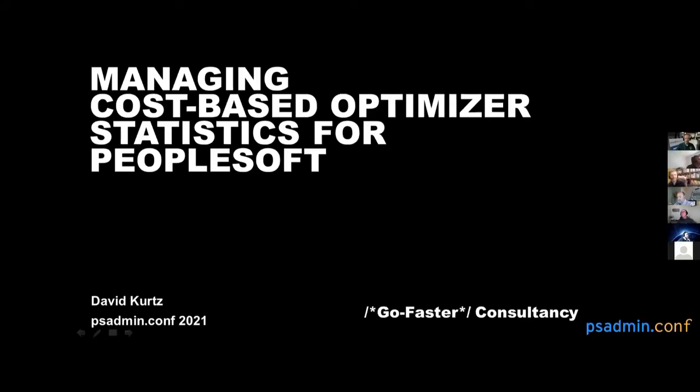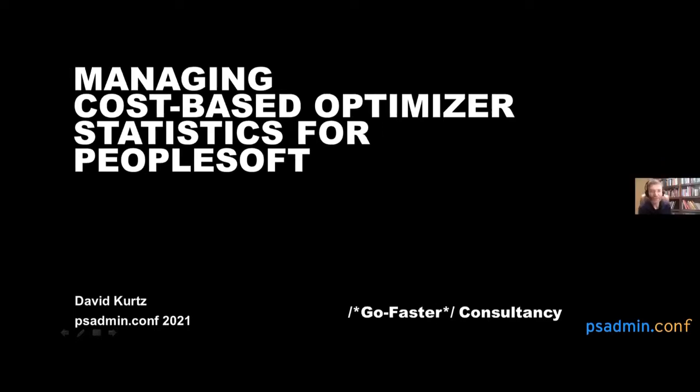Thank you very much. Okay, so as I alluded to, we're going to talk about how you look after the statistics for the database. And statistics for your cost-based optimizer are absolutely critical to delivering performance to the system. If you don't get the statistics right, your performance is going to become problematic.